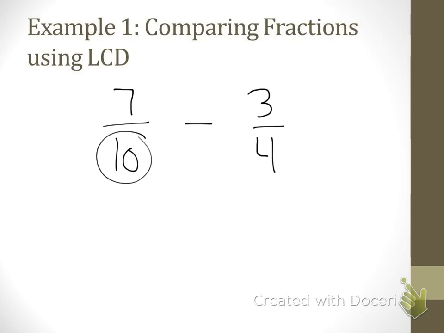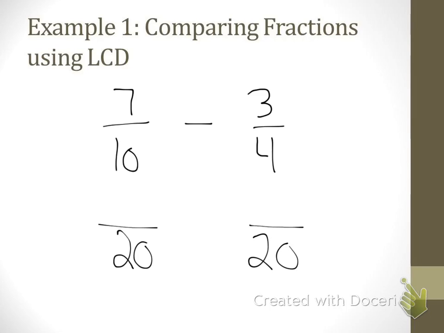But we're going to start with the largest denominator of the two, which is 10. We're going to start counting multiples until we get to a number that 4 can go evenly into. Does 4 go evenly into 10? No. What about 20? Yes, it does. So 20 is my LCD. Okay, so I'm going to write 20 directly underneath the original fractions.